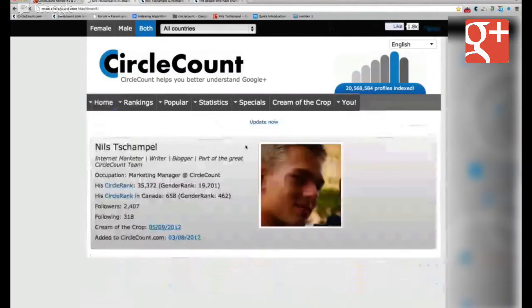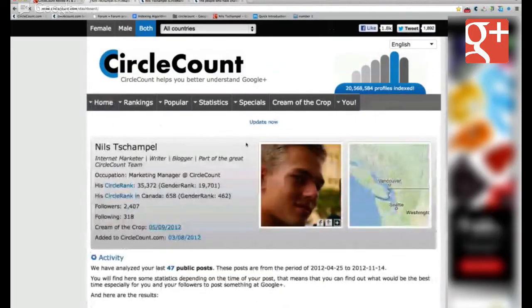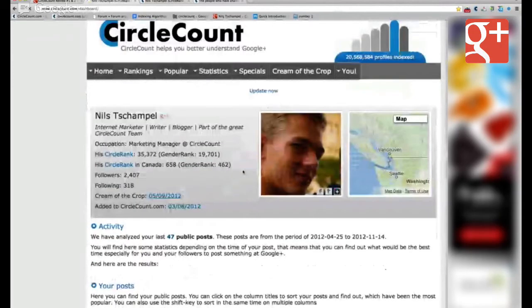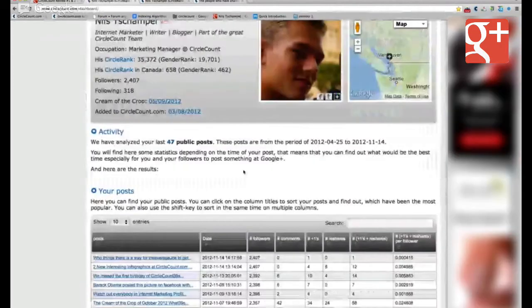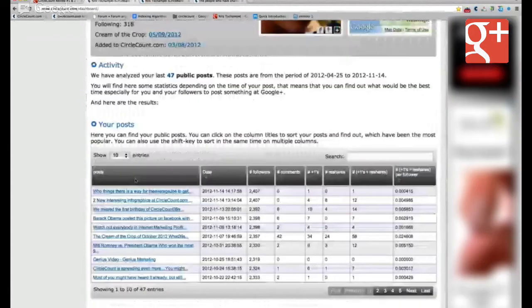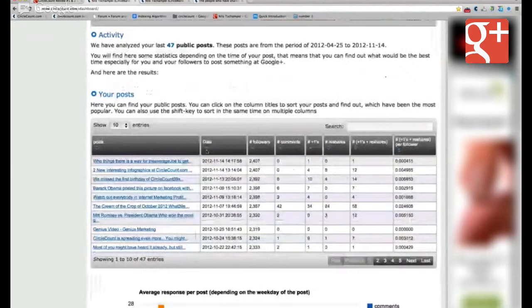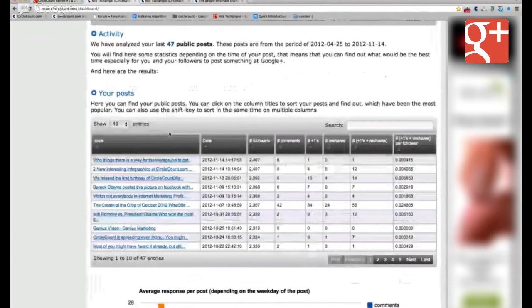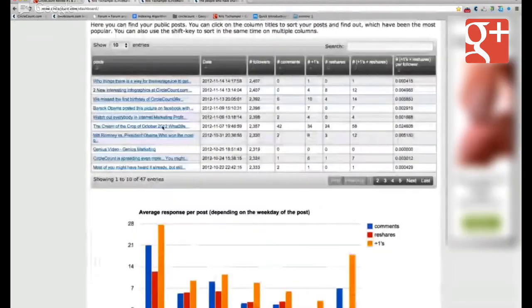So maybe a little nice trick we didn't mention the last time. You can sort those columns by holding the Shift key and sort like two columns by followers and comments and plus ones if you want. Might be interesting to some people.